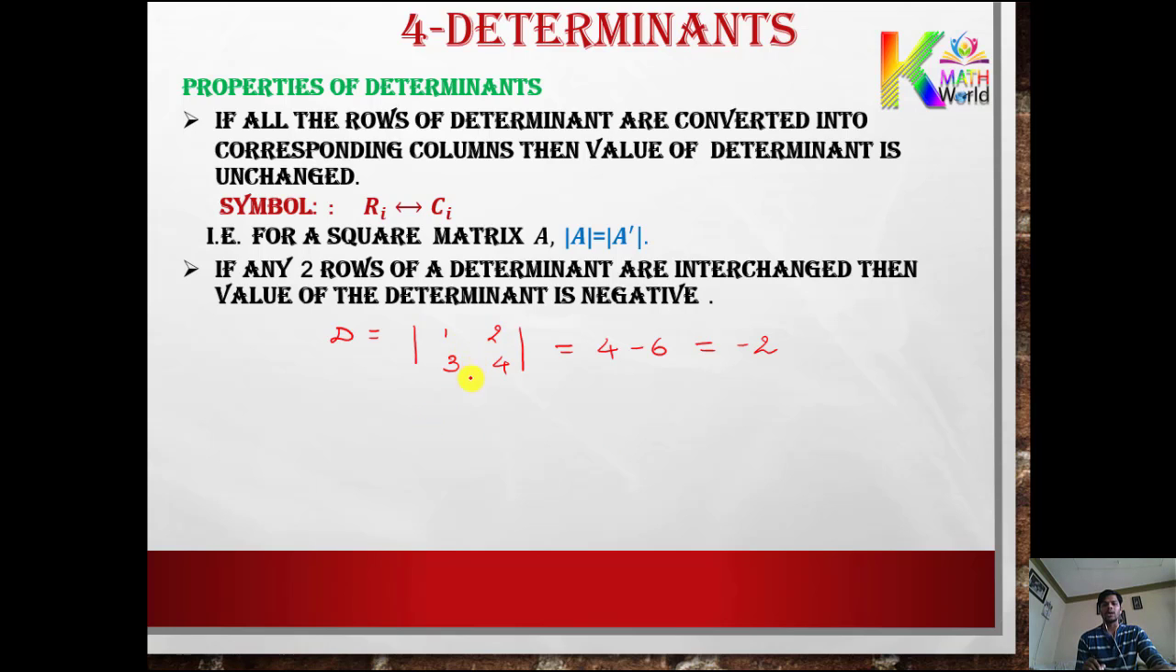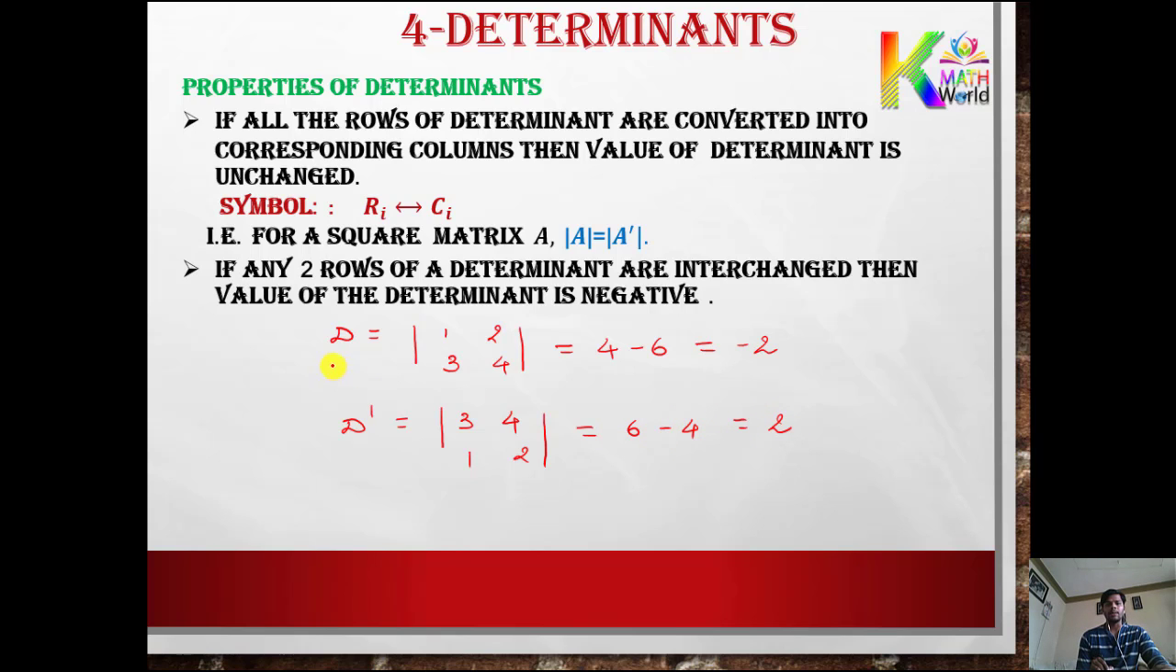Here only two rows are there. Suppose you consider a larger 3 by 3 determinant, then you can consider R1 to R2 or R2 to R3, something like that. Right now we have only two rows, so we interchange the first row to the second row. Suppose we call that new determinant D dash. Then interchange first and second row: 3 4 1 2. What is the answer of D dash? 3 2s are 6, 6 minus 4, that is 2.